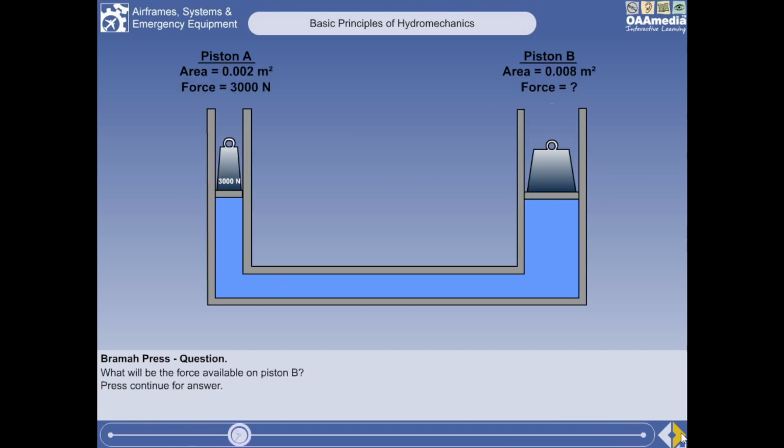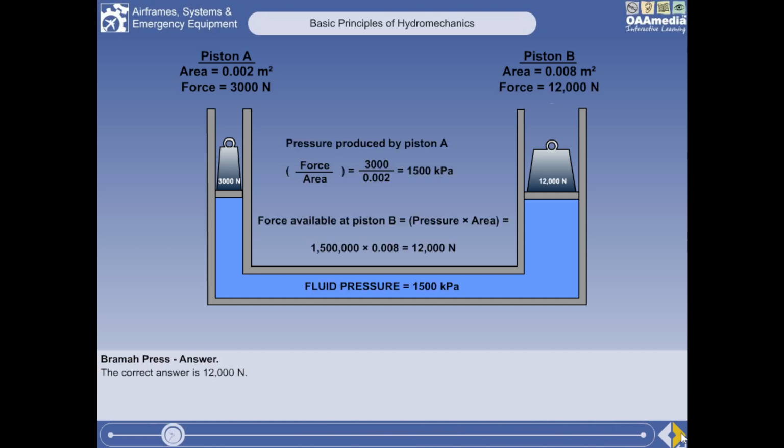Now try this example for yourself. What will be the force available on piston B? The correct answer is 12,000 newtons. If you answered it correctly, then continue. If not, you may wish to review the lesson so far before carrying on.